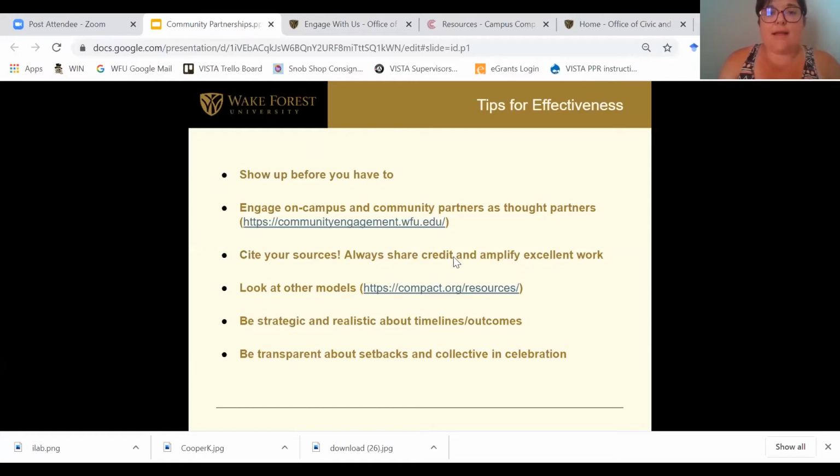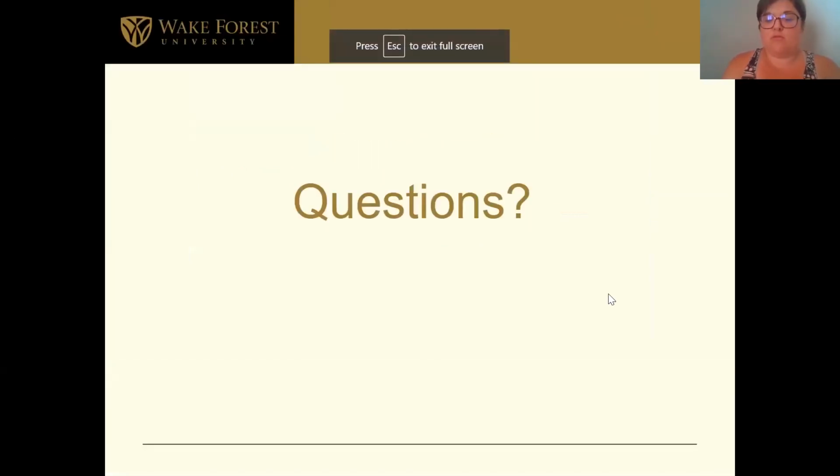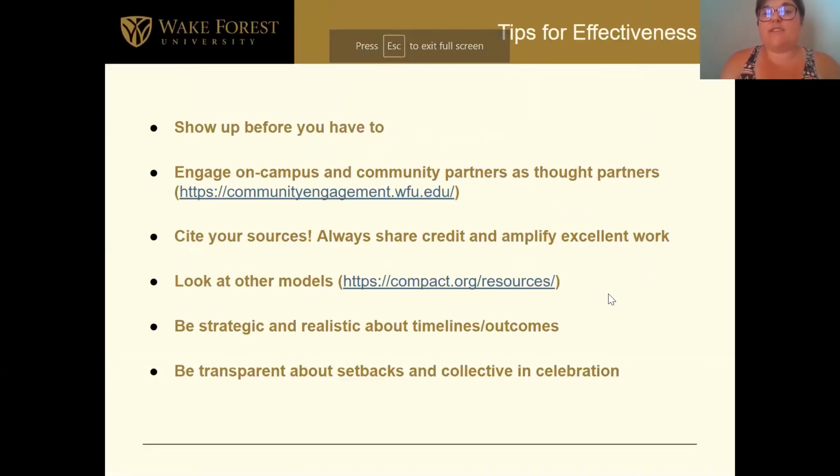Another thing that's important is to cite your sources. So always share credit and amplify excellent work. I like to encourage folks, if you're going to talk about community-based work, if you're going to talk about something you did in partnership with a nonprofit, to get in the practice of naming everyone, naming all the partners every time you talk about the work. And if that's not something you can do or feel comfortable doing, you might want to reflect on whether or not community engaged work is the best path for you.